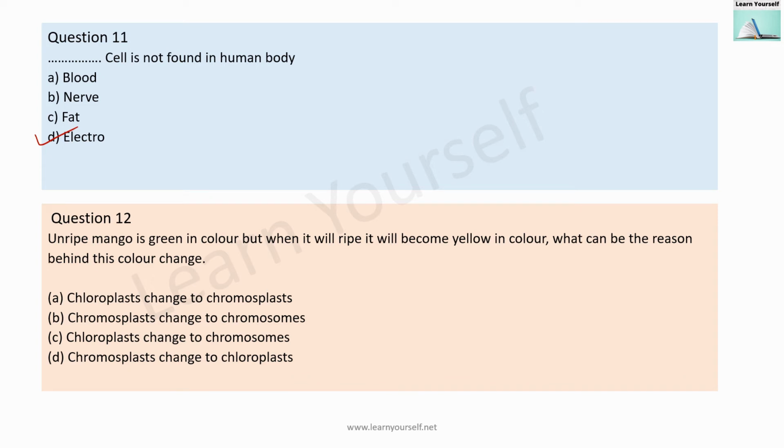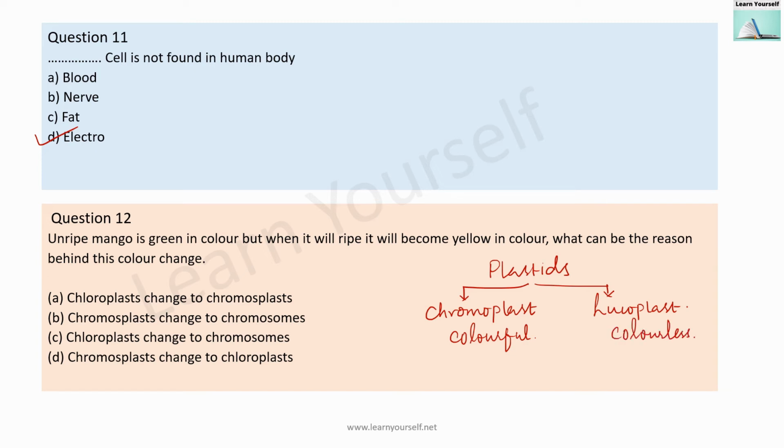Now, this question is related to plastids. We have two types of plastids in our syllabus: one that are chromoplasts and the other which are leucoplasts. Chromoplasts are colorful pigments, whereas leucoplasts are white in color or colorless pigment. Under chromoplast, we have one subcategory, that is chloroplast, and they have chlorophyll pigment in them. That's why they are green in color, and that's why they are termed chloroplast.